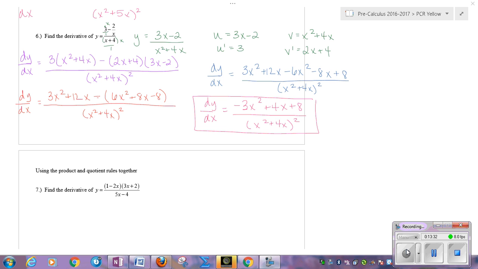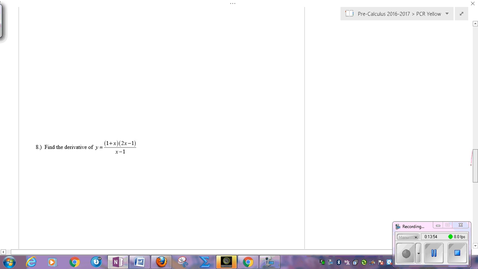All right. Now the next two, actually the next 3 questions, I'm going to skip 7 and 8. We'll talk about those when I get back, okay? It's a combination of using your product rule first and then using your quotient rule. So we're going to skip 7 and 8 for now, and then when I get back, we'll talk about those.